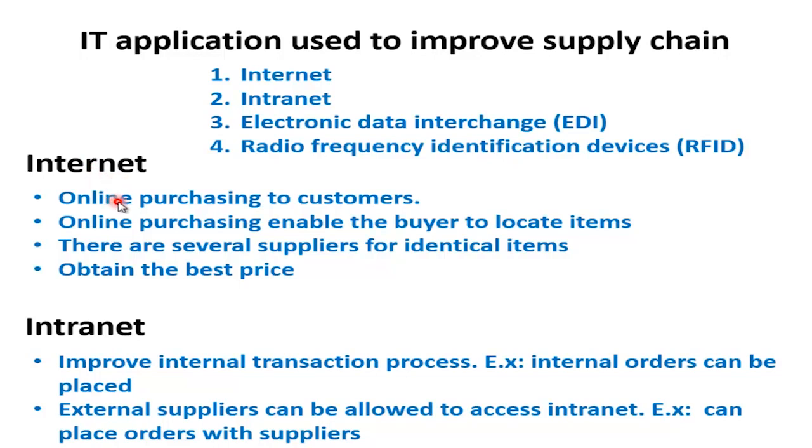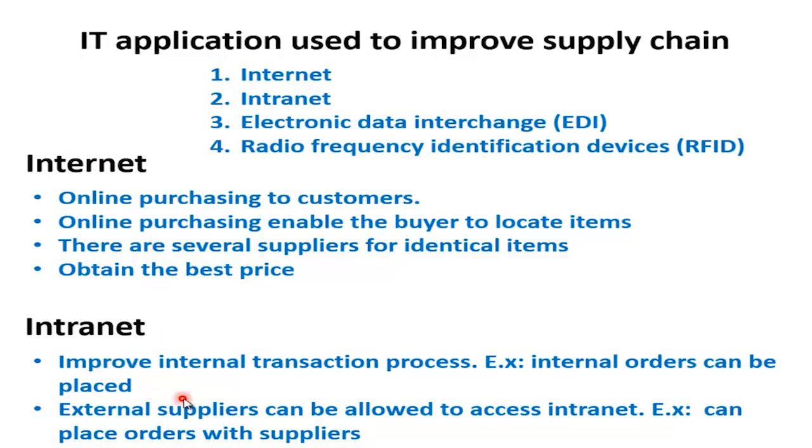You know what the internet is, no? Okay. Online purchasing to customers. Online purchasing enables the buyers to locate the item. Through the internet, they can locate where the item is. There are several suppliers for identical items, and the best price should be obtained. So, through the internet we can do these things.